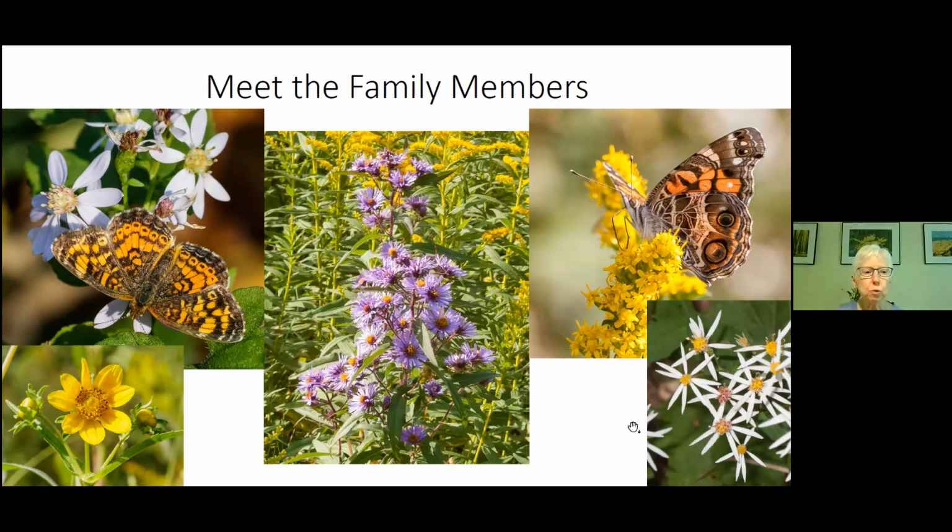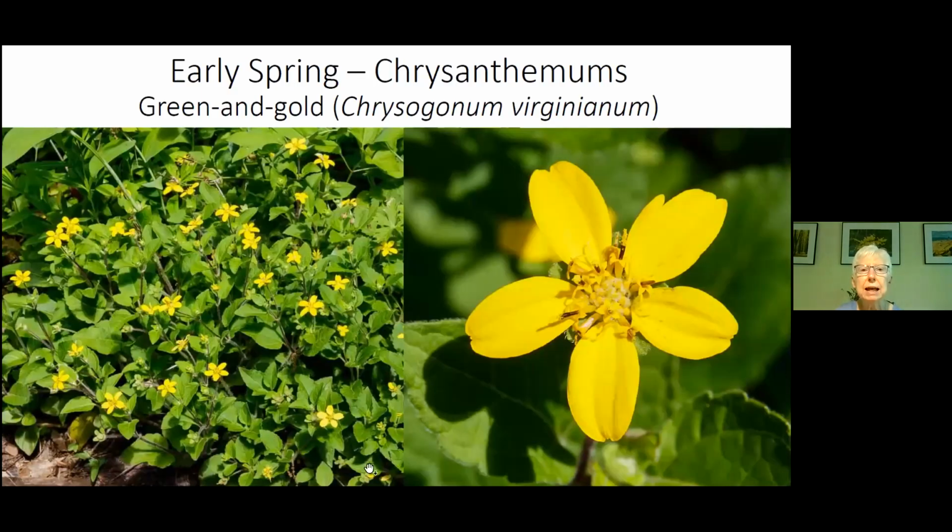While fall is really sort of noted as the time for aster family members, the aster family members are not restricted to the fall. There are some that are early spring bloomers. For example, this particular species, which is a favorite of mine, typically begins to bloom sometime in early May. This is green and gold, also called Virginia Golden Star, and this is a member of the aster family. You can see that it has 5 ray flowers, and in the center, a cluster of disc flowers that again opens gradually over a period of several weeks.